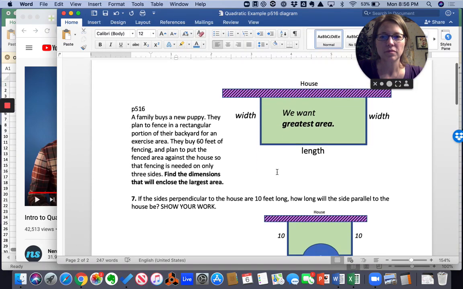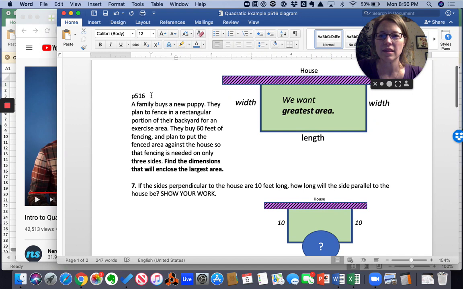So this is page 516. The problem is that a family buys a new puppy. They plan to fence in a rectangular portion of their backyard. Here's our picture right here. They buy 60 feet of fencing, and they plan to put the fenced area against the house. So we only need fencing here and here and here.